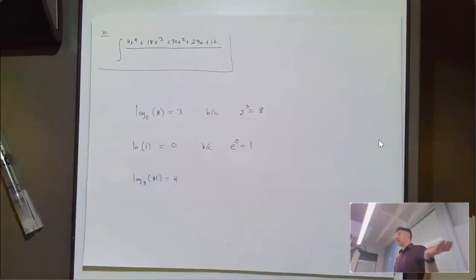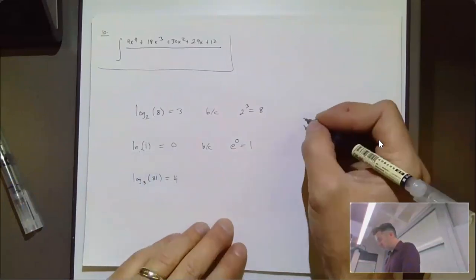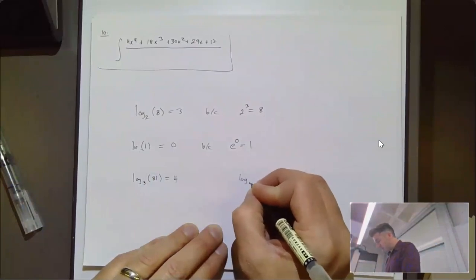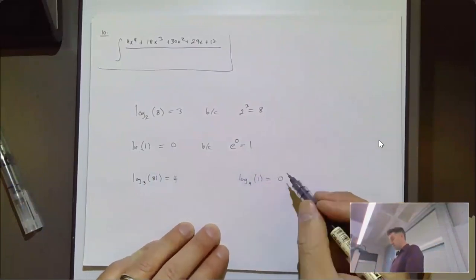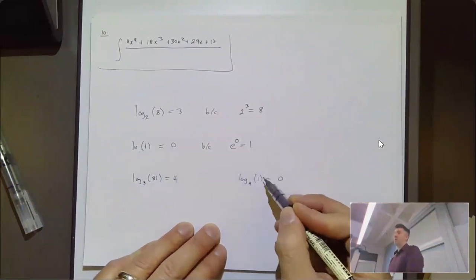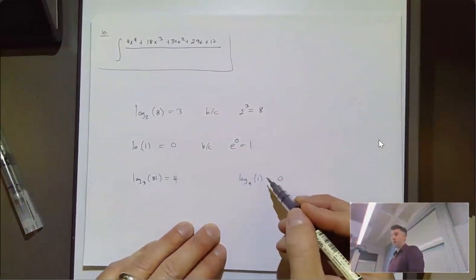And it's actually true that whatever your base is, log of 1 is always 0. So if I said, log base 4 of 1, the answer is 0 because 4 raised to the 0th power is equal to 1. Does that make things clear?